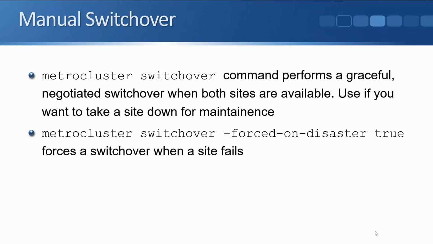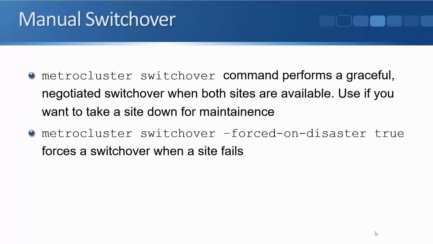The other command we can use is metrocluster switchover -forced-on-disaster true. We use that to force a switchover when a site has actually failed. Now, the issue that you might have with doing a manual switchover is obviously this is going to take some time. It's going to take some time for the administrator to learn that a site has gone down, to verify that, and then to manually enter this command.